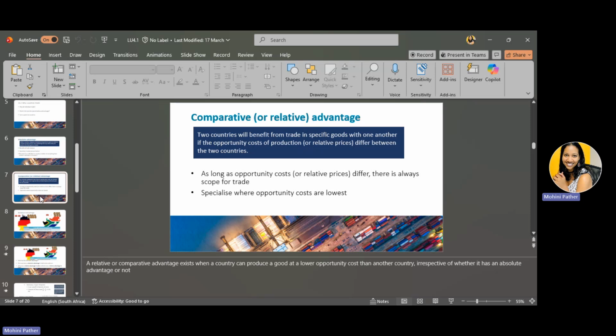Now, on the other hand, a comparative or a relative advantage means that even though we are producing the same goods, we can still have beneficial trade between us by specializing. So 2 countries benefit from trade in a specific good with one another if the opportunity cost of production is different. What I want you to remember is that the person or the country will always specialize where their opportunity costs are the lowest.